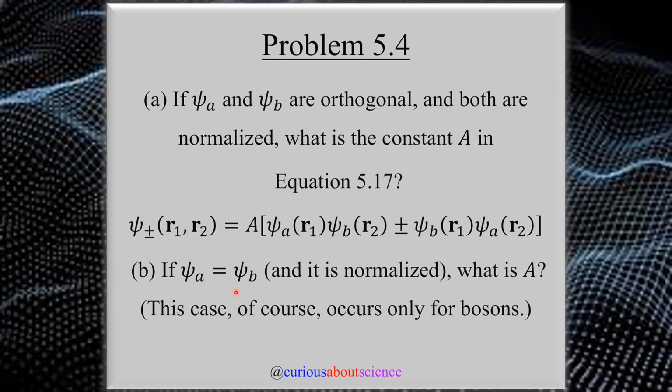If psi A equals psi B and assume normalized, what is A then? This, of course, occurs only for bosons. And the reason why is because we know, thanks to the Pauli exclusion principle, that fermions cannot occupy the same state. Now, how to read this equation, we see that fermions are the lower sign and bosons are the upper sign. And what this tells us is that this plus sign and the plus sign here represent the same state for bosons.